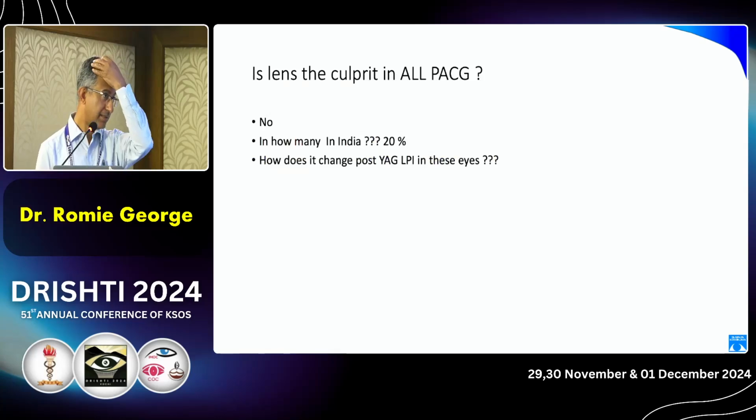So is the lens the real culprit in all PACG? Not really. So what are the numbers in India where it's significant? I don't know. Maybe 20%, maybe 15%, but not more than that. And we still have no information as to how it changes post-LPI in these eyes, because if there's a pupillary block component also, you might see an improvement in the lens configuration.